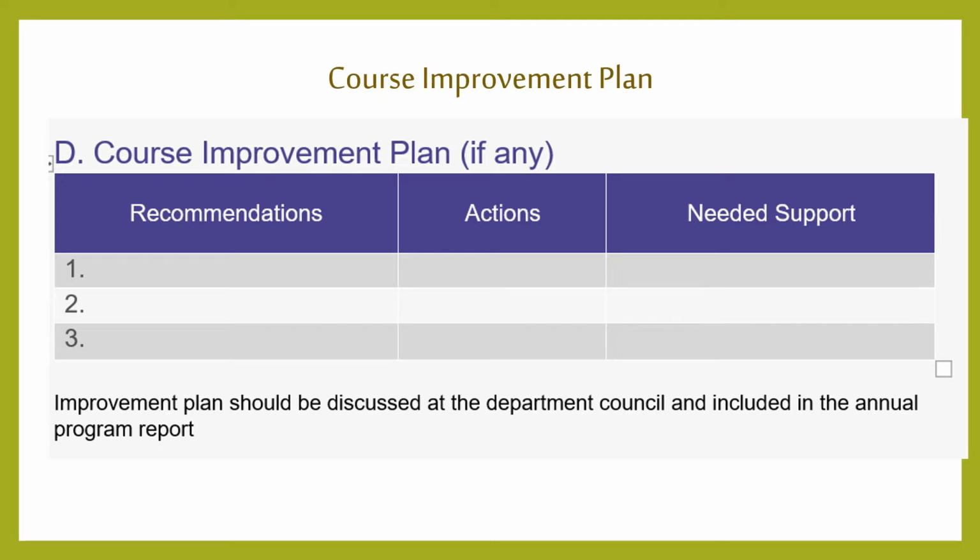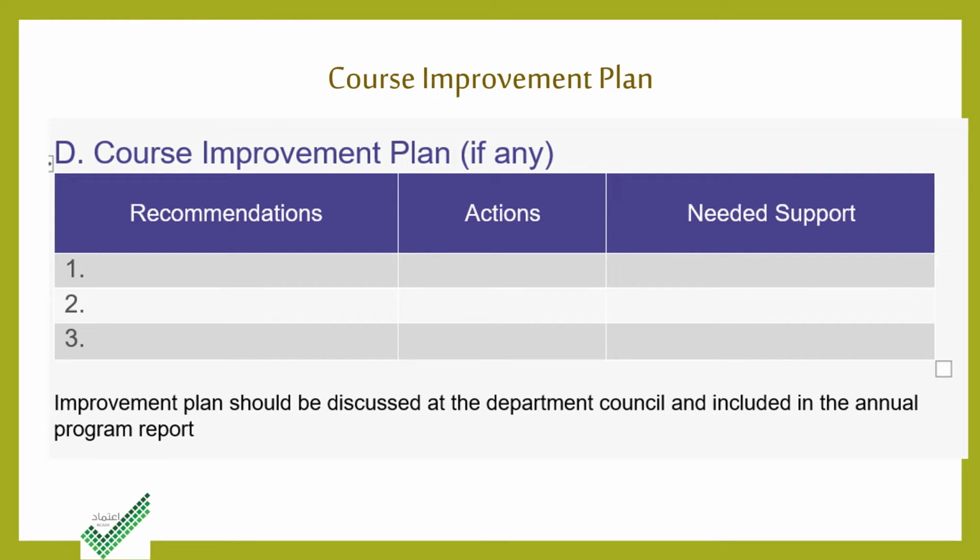If you have a plan, just write your recommended actions, and if you need support at program level or college level, you have to specify and write it in this column. And now, as you see, in this form, if you urgently need any improvement of the course, you can write it.